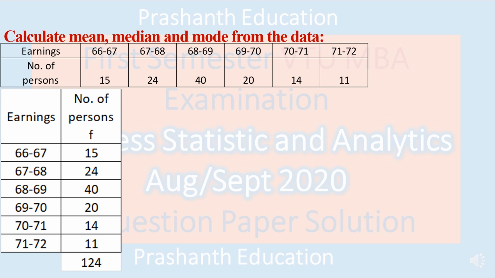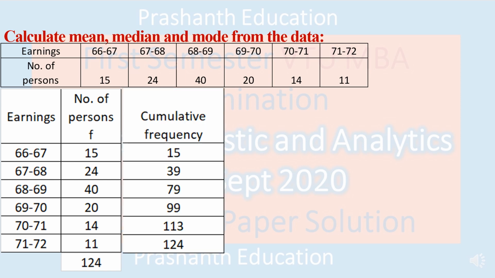So they have given us earning and number of persons. For this I need one more column called cumulative frequency. As you know, we did it in the previous problem. 15, then 15 plus 24 is 39, 39 plus 40 is 79, 79 plus 20 is 99, 99 plus 14 is 113, 113 plus 11 is 124. See, this and this will be matching. This is where we check that we have correctly done our cumulative frequency.